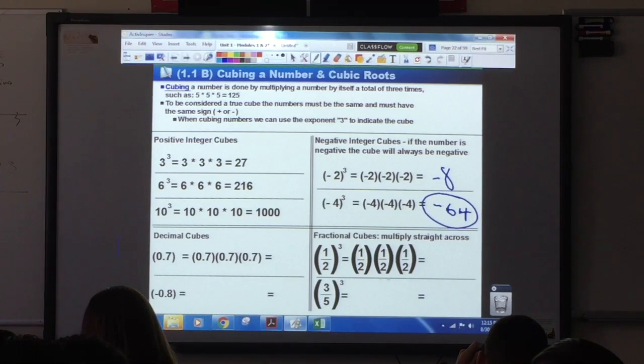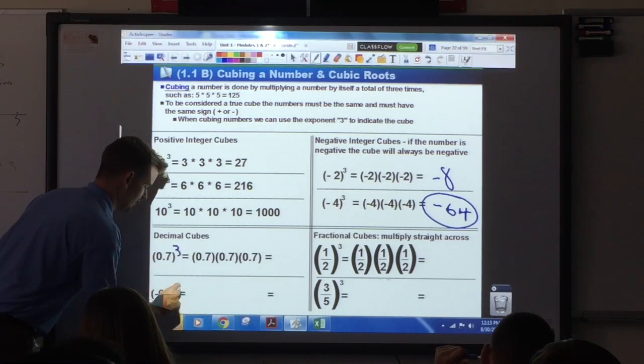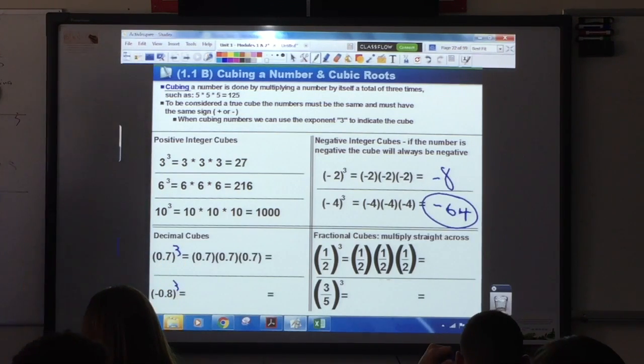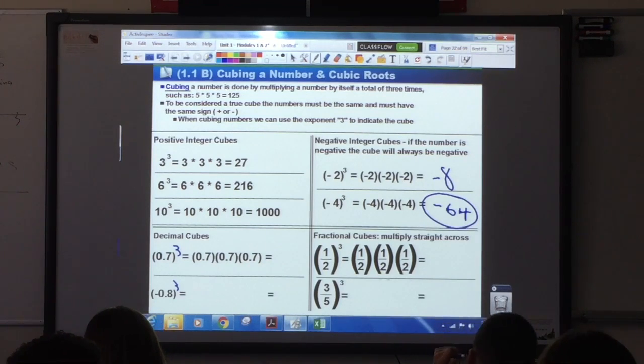Okay, so we've cubed positives. We've cubed negatives. We can also cube, by the way, they're missing right here, write them in for me, 0.7 and negative 0.8.